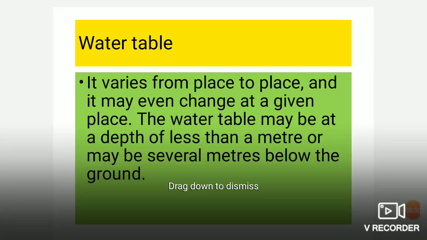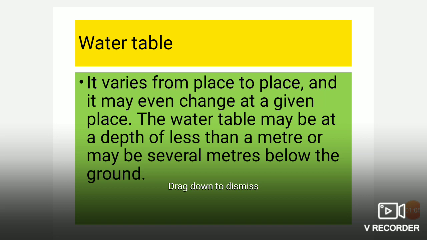When we talk about the water table, it varies from one place to another. It can happen due to the use of the water, or due to the frequent recharge of the water. So due to this reason, you can find variation in the water table. It varies from place to place, and it may even change at a given place. The water table may be at a depth of several meters below the ground. If we talk about the desert area, the water table is several meters below the ground.